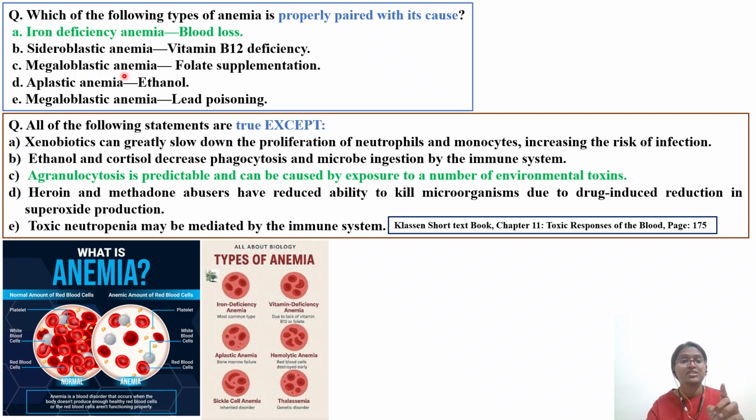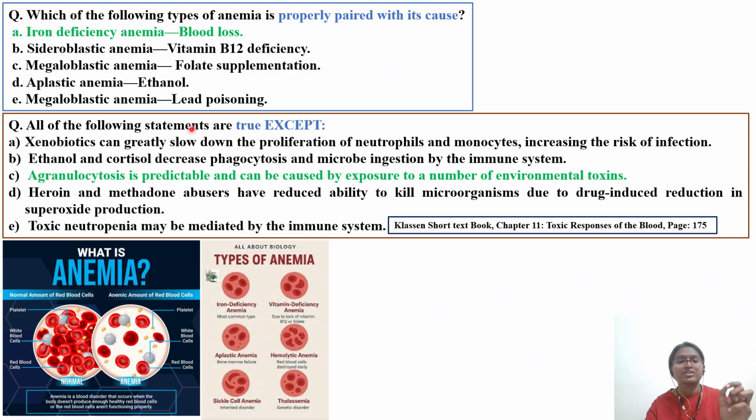And megaloblastic anemia is caused due to vitamin B12 as well as folic acid. And aplastic anemia, ethanol is not related. Benzene is related. Radiation therapy or chemotherapy is related. That option would be right. And lead is not affecting anything here. Again, megaloblastic anemia is the same as whatever we have seen, vitamin B12 as well as folic acid. These are the things, so read about anemias.